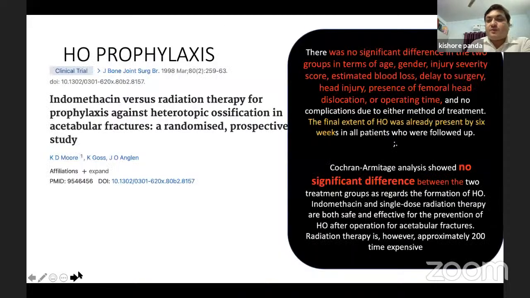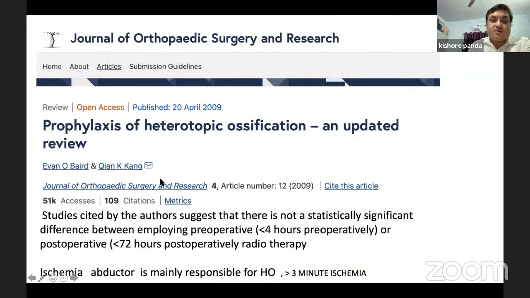Then coming to HO prophylaxis, most of the studies say that indomethacin versus radiotherapy prophylaxis against HO has no statistical significance. Again, there is a controversy between 25 milligram TID or 75 milligram OD. There is no statistical significance. Whether pre-op radiation helps or not is also not statistically significant. But HO prophylaxis you have to give, whether it is 25 or 75 or radiation.